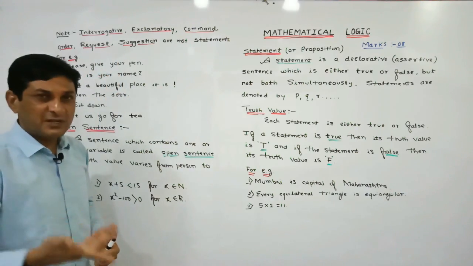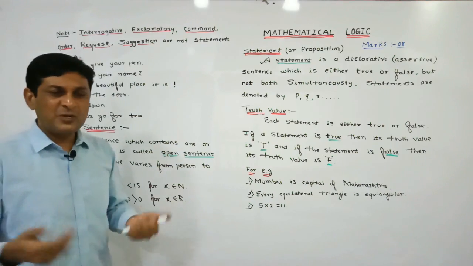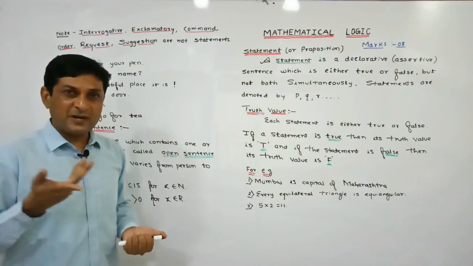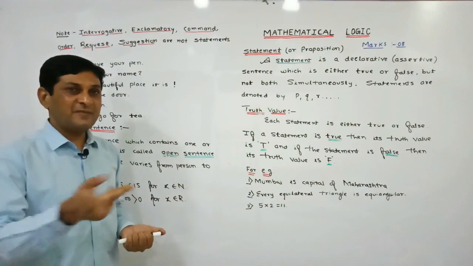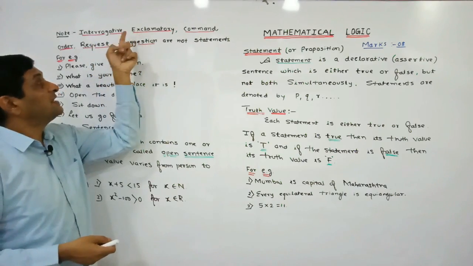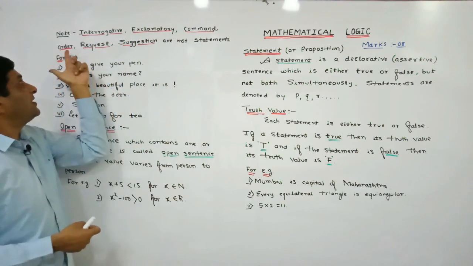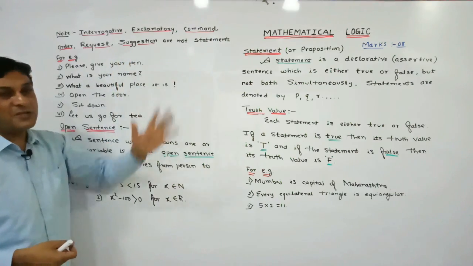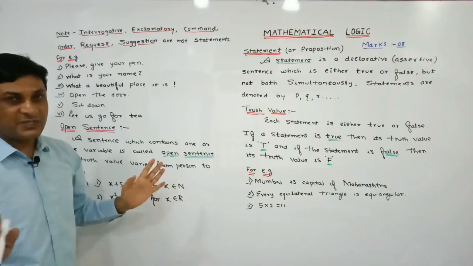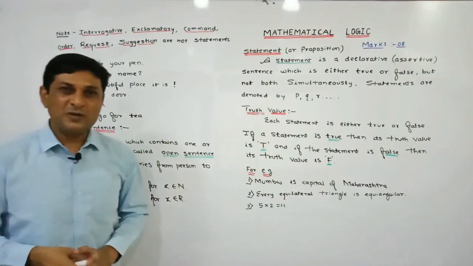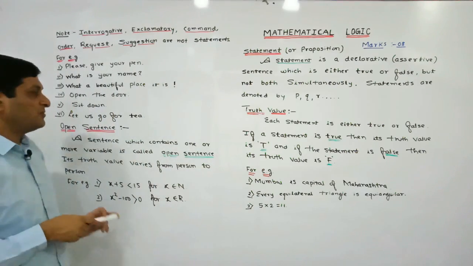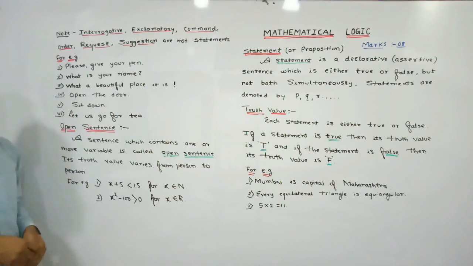Then request or suggestion. Request means please give me a glass of water. In that case you are not able to identify whether it is true or false. Please give me your pen. So in case of request we are not able to identify whether it is true or false. So that's why we can say that interrogative sentence, exclamatory sentence, command, order, request, suggestions are not statements. These sentences are not statements in logic, because in this case we are not able to identify whether it is true or false.